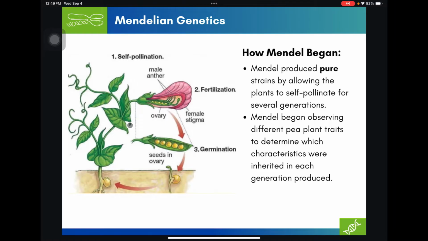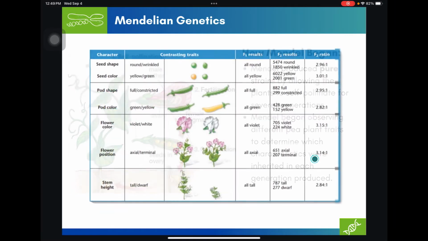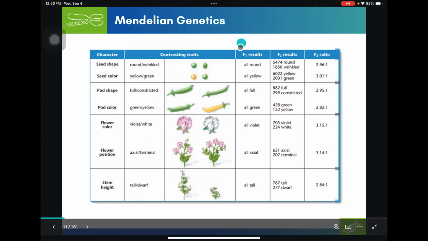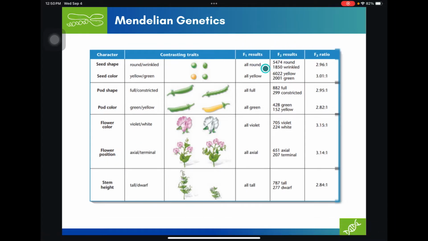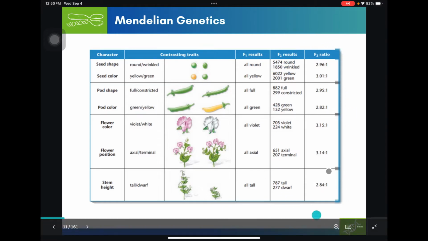But anyways, Mendel began observing different pea plant traits to determine which characteristics were inherited and which were not. And these traits that I was referring to are actually in this table. These are a few examples we have, from the seed shape all the way to the stem height. The F1 and F2 results columns are technically the offspring from the first and second generations, and some of these details are presented in a ratio. We call this a genotype ratio. You will be conducting some of these sooner or later.